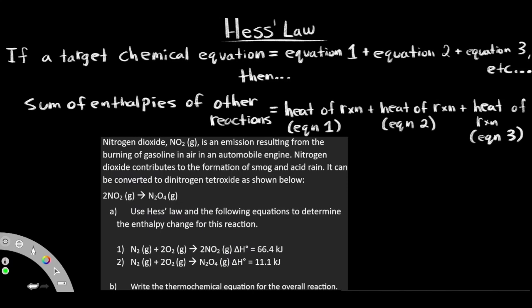Hess's law states that if a target chemical equation, let's use this example down here, is equal to equation 1, 2, and 3. In this case, we only have 2 equations, so that's fine. And then we're just going to get the heat of the reaction, so this is the enthalpy change, right?